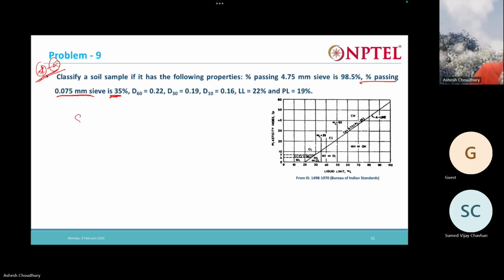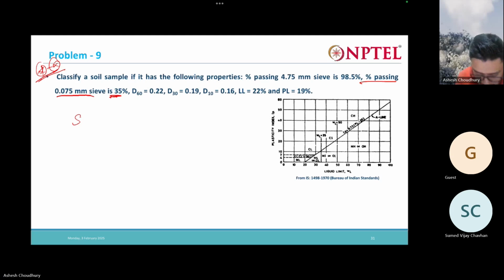Now, since 35% is the fine fraction, it is greater than 12%. So it should be either SC or SM. Now it's our task to decide whether it's SC or SM.